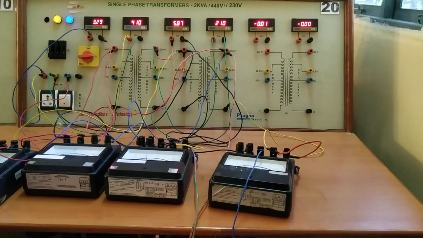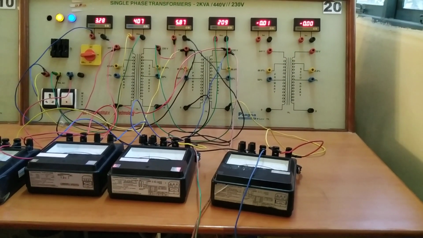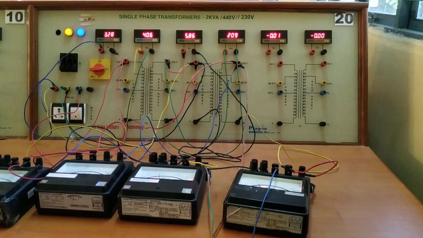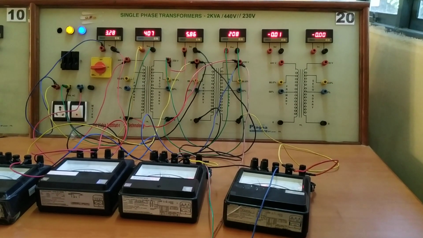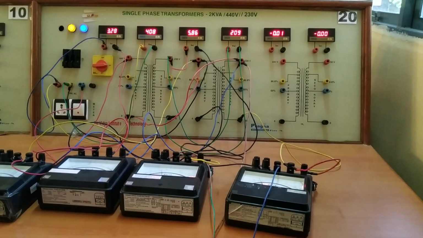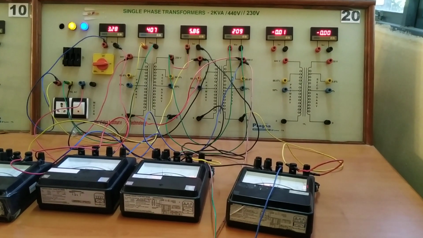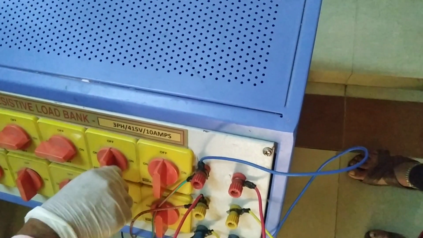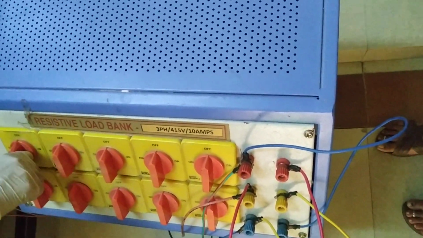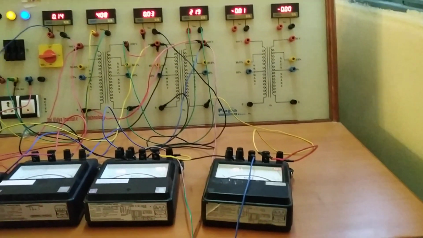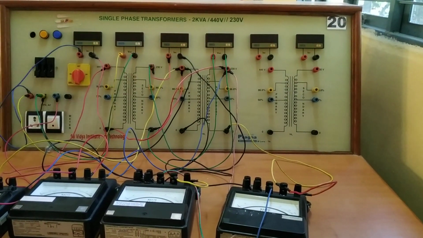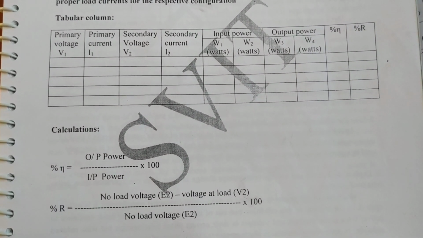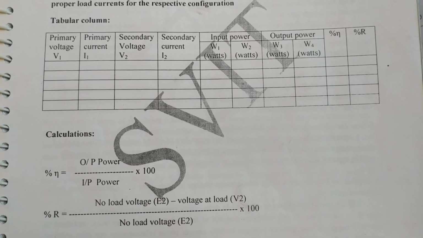Similarly, in the next step we will be applying 6 amperes and then 8 amperes and finally 10 amperes. And in each case we will be noting down all the meter readings, say V1, I1, V2, I2, W1, W2, W3 and W4. Then once we have noted down all the meter readings, we remove the load in steps. So once the load is completely removed, we will switch off the supply and let us see the calculations part in the next video.